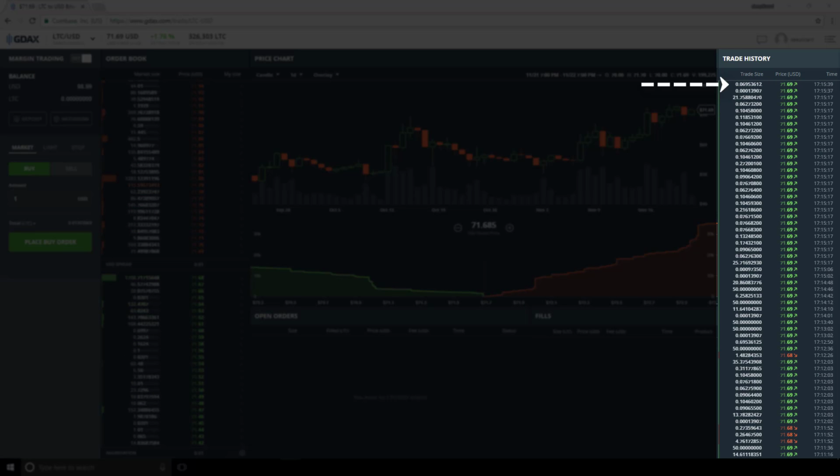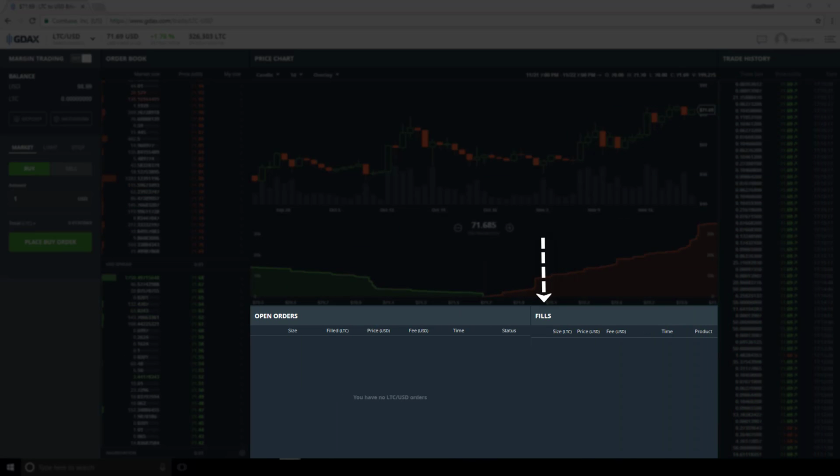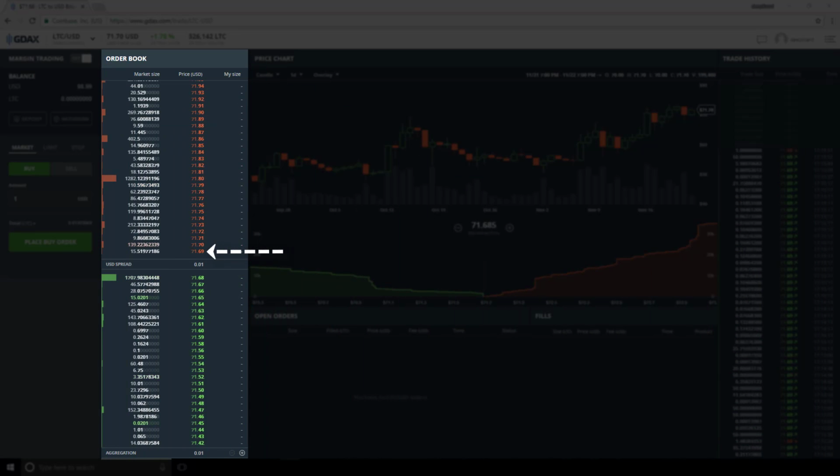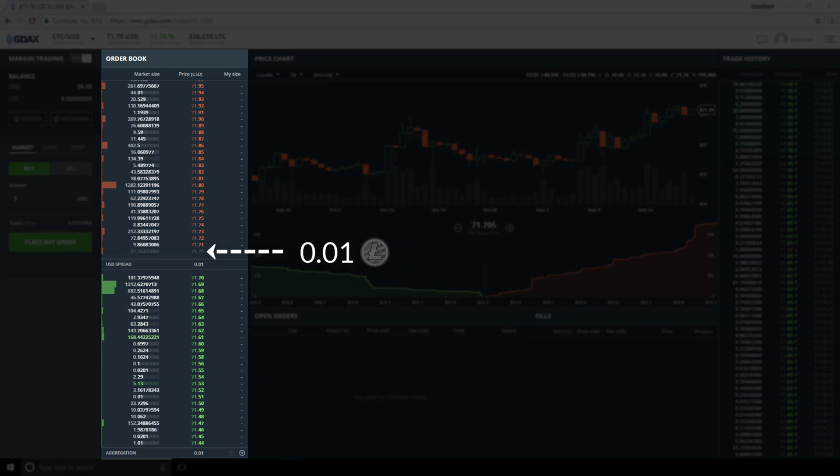Next, I want you to watch the fills section. This should be populated immediately. And finally, I want you to watch the lowest asking price on the order book. This should blink to indicate that it was hit by a taker, and the size will change by about $1 worth of Litecoin. This is roughly about 0.01 Litecoin at the current lowest asking price.